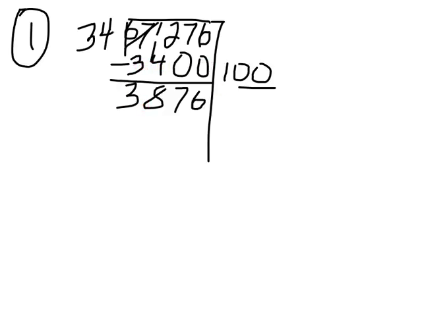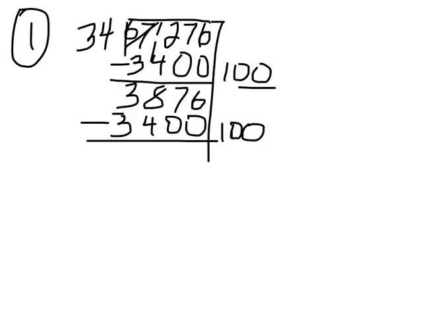Can we multiply 34 by 100 again, which was 3,400? Well, sure. Let's do that again. 34 times 100 is 3,400. We subtract. We get 6, 7, 4. 476, just ignoring my sloppy writing here on my iPad.